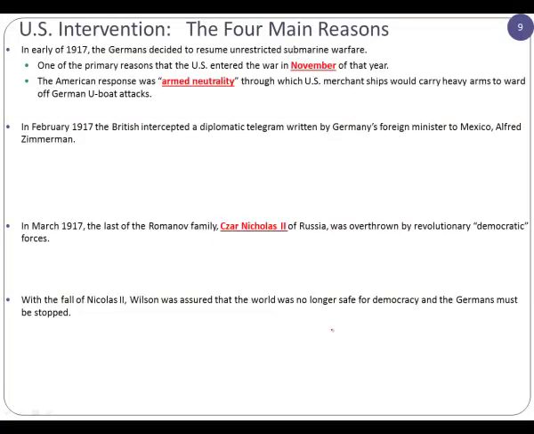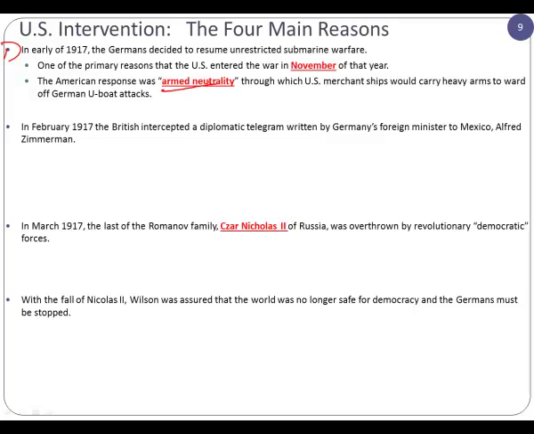Okay. 4 main reasons for U.S. intervention. Number 1. All right? What we have here is the Declaration of Armed Neutrality. Basically, the Sussex Pledge that the Germans offered in response to the sinking of the Sussex, a French ship, is gone. They continue on to unrestricted submarine warfare. Our response: do your thing. Just know that any kind of merchant ship or any American ship traveling to this part of the world will be heavily armed.